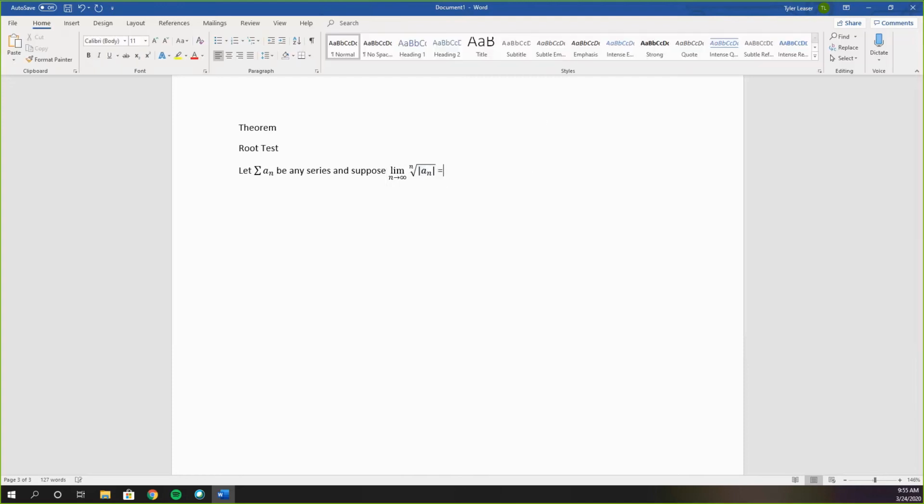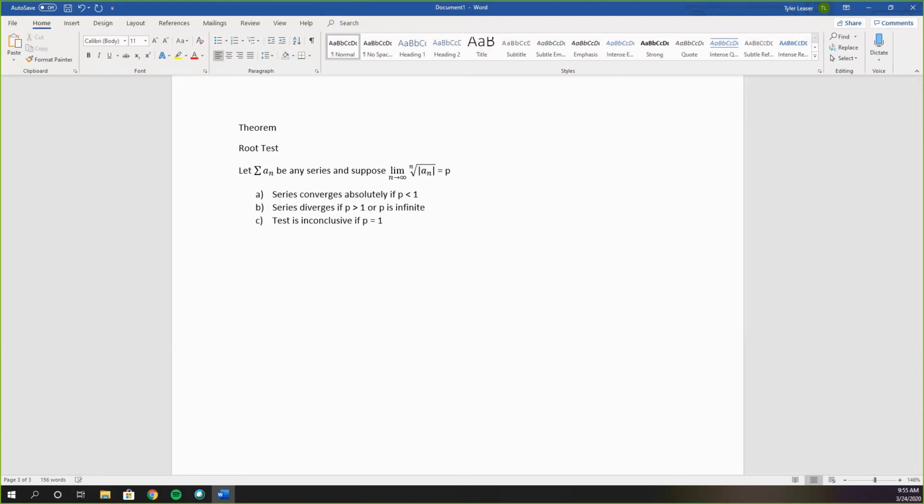If this does approach some number, we're still going to call it t, then again, there's a few different things that we could say. The first thing, and these should actually match from the ratio test: the series converges absolutely if my t is less than 1. The series is going to diverge if t is greater than 1 or if t is infinite again. And the test is going to be inconclusive if my t comes out to be equal to 1. Okay, so we're just going to jump straight into some examples for this one.